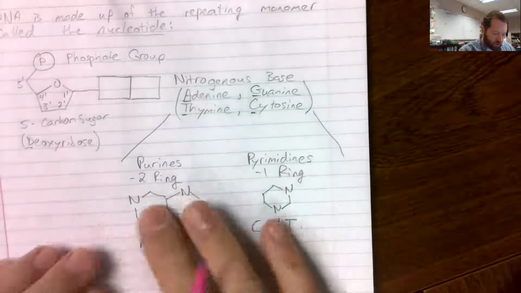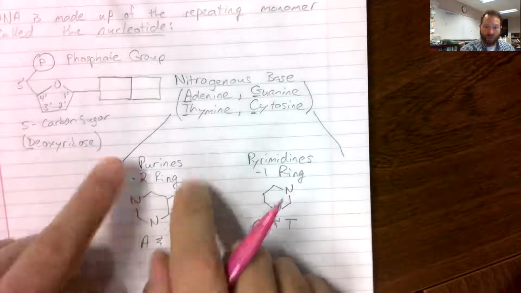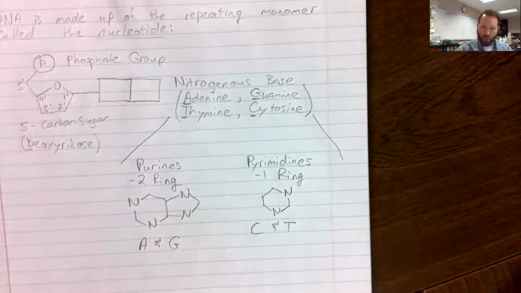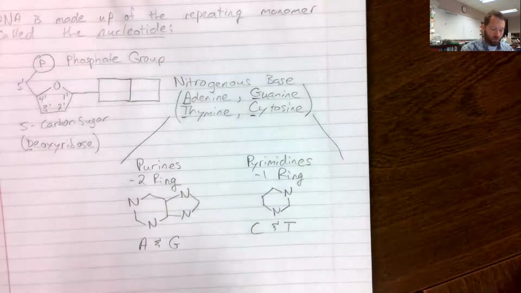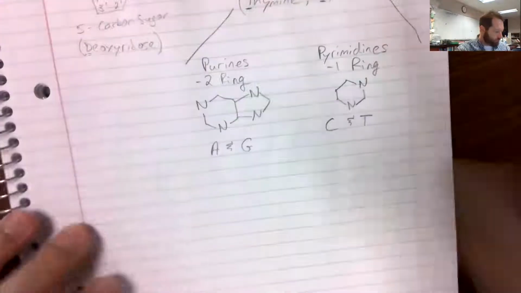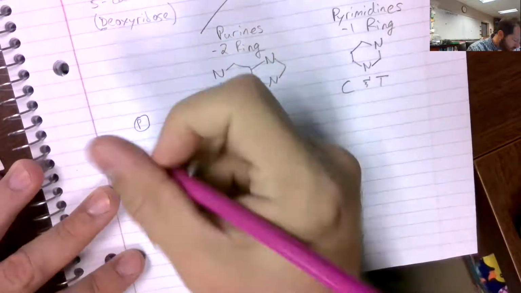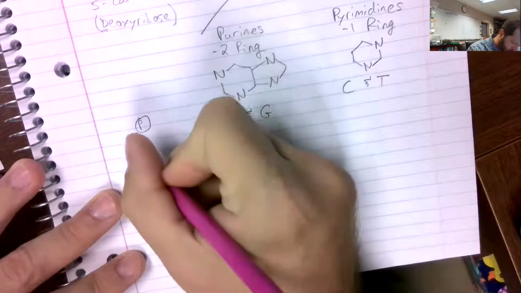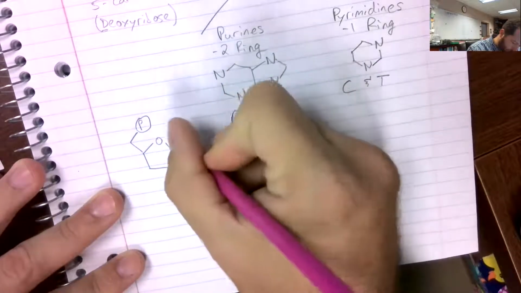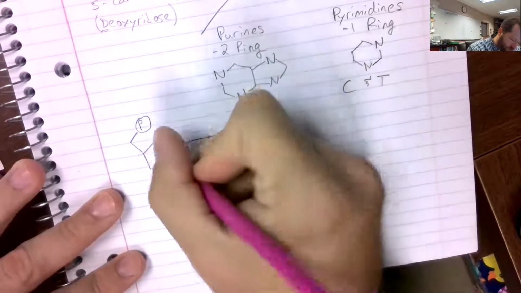Again, don't memorize the overall structure. You don't have to draw that, but you do have to know that purines are 2 rings, and so they're longer than pyrimidines, which only have the single ring. A and G are purines, C and T are the pyrimidines. All right, so let's start linking some nucleotides together. So here's my first nucleotide.